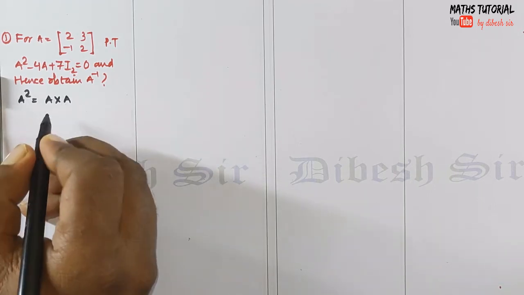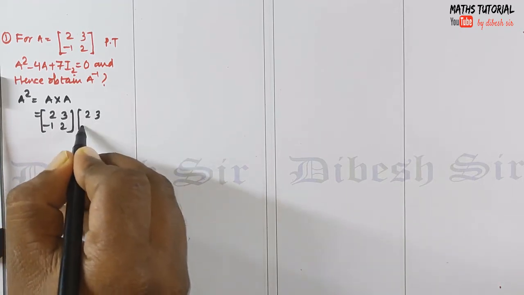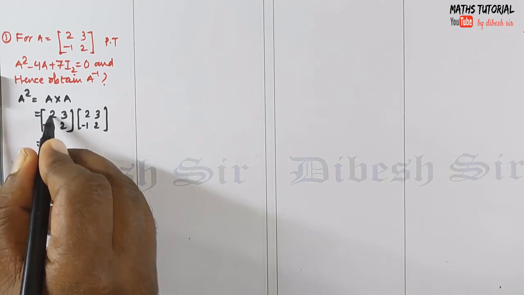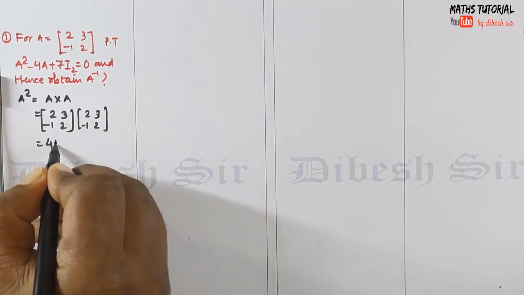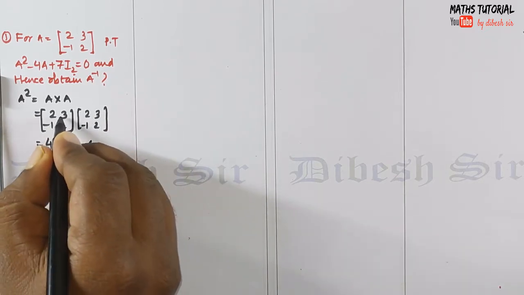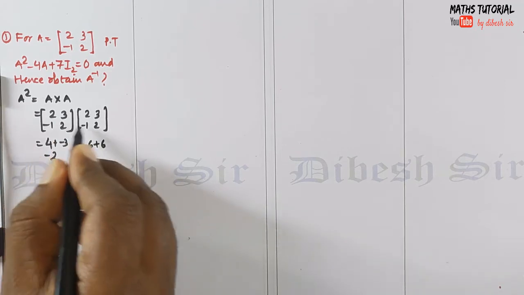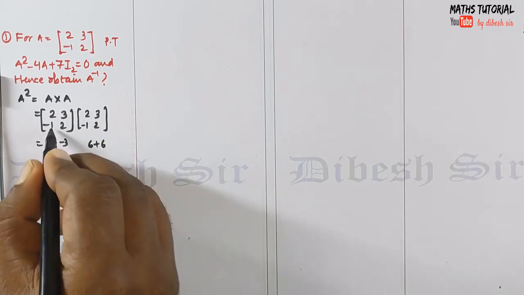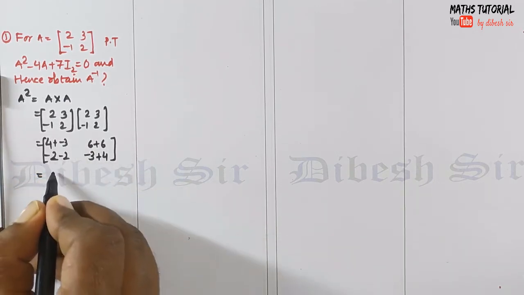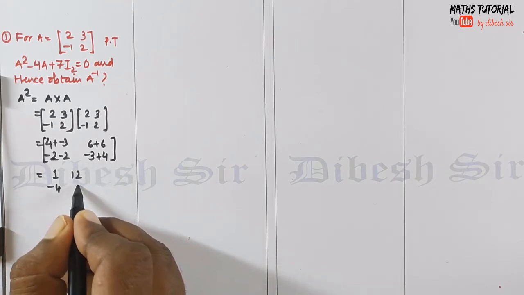A square means A into A, that is [2 3; -1 2] into [2 3; -1 2]. So this is 2 cross 2, this is also 2 cross 2, multiply it. 2 2s are 4, plus 3 into -1, minus 3. Next, 2 3s are 6 plus 3 2s are 6. Next, -1 into 2, minus 2, plus 2 into -1, minus 2. Next, -1 into 3, minus 3, plus 2 2s are 4. So 4 minus 3 is 1, 6 plus 6 is 12, minus 2 minus 2 is minus 4, 4 minus 3 is 1. This is our A square.